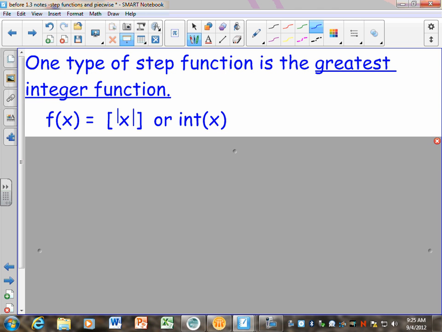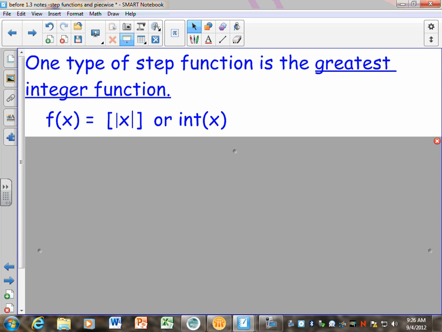The greatest integer function. And the idea of the greatest integer function is very similar to my little therapist problem. It has a weird little notation here. The way they denote the greatest integer function is they put brackets and then little bars that kind of look like absolute value bars, but they're not. And that means greatest integer.